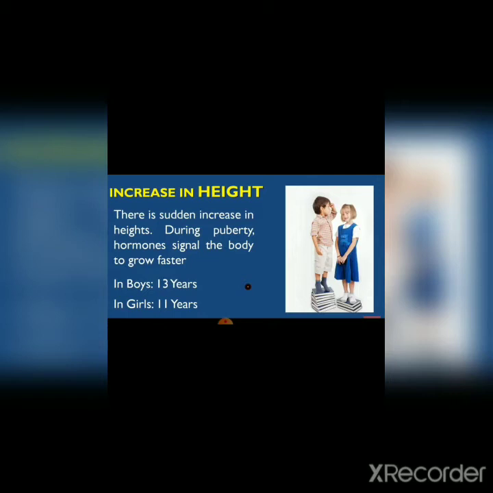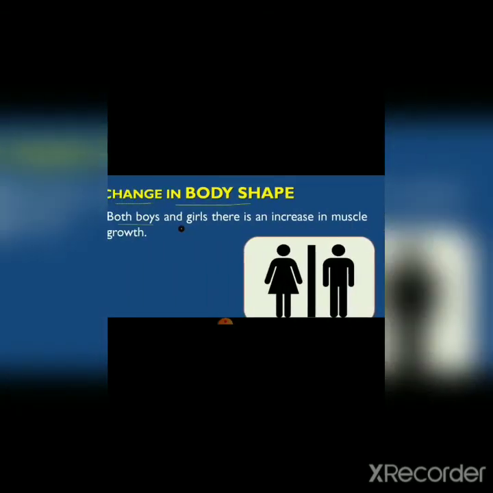हार्मोन सिक्रेशन भी इंक्रीज हो जाते हैं और जैसे हार्मोन सिक्रेशन इंक्रीज हो जाएंगे तो हमारी बॉडी के सारे पार्ट्स ग्रो होना स्टार्ट हो जाते हैं. इन बॉयज़ increase in height, if we talk about boys, it will start to increase in height in 13 years of age, and in girls it start in 11 years age.